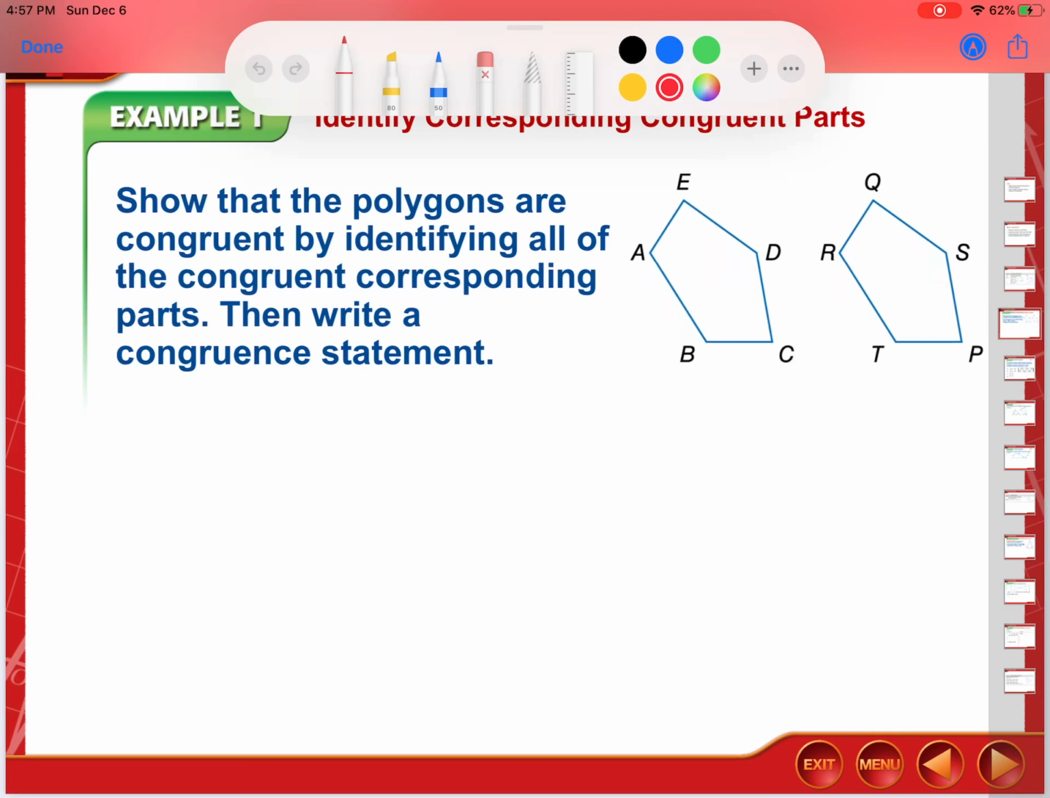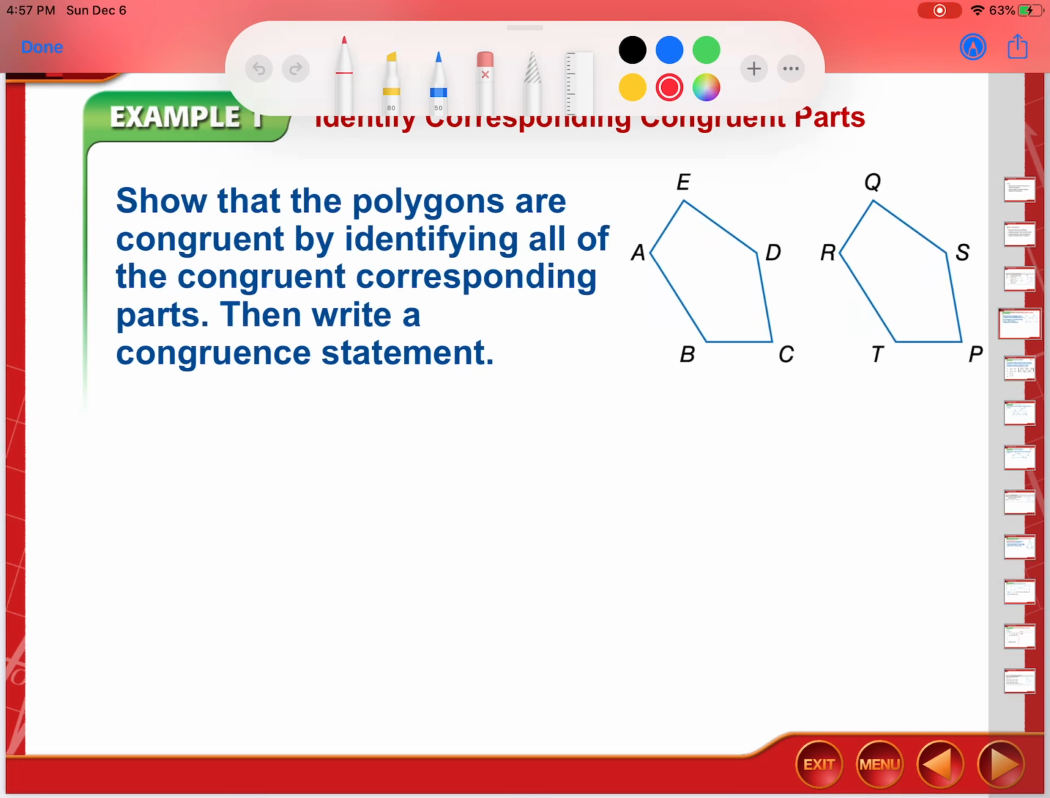The first type of problem we're going to see is where they want us to write a congruence statement. What this problem says is to show that the polygons are congruent by identifying all of the congruent corresponding parts, then write a congruence statement. None of these sides or angles are labeled as the same, but since they want us to write a congruence statement, we're just going to assume that they are congruent since they look congruent.